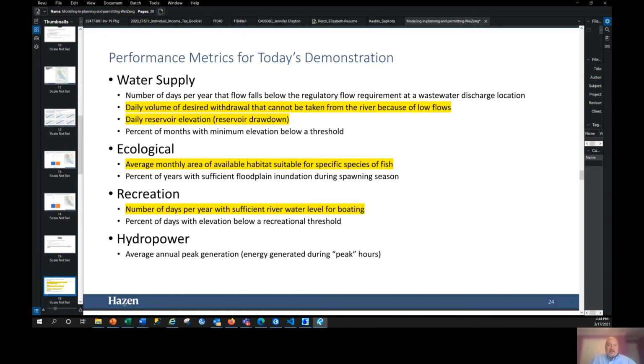These are just a few examples, but it shows the means by which various stakeholder concerns can be addressed by the beam approach. One needs a relationship that turns flow or elevation coming from the model into a proxy for whatever concern you have.